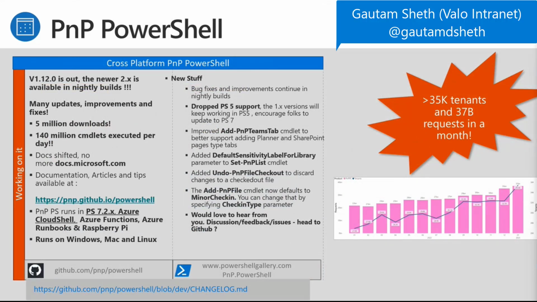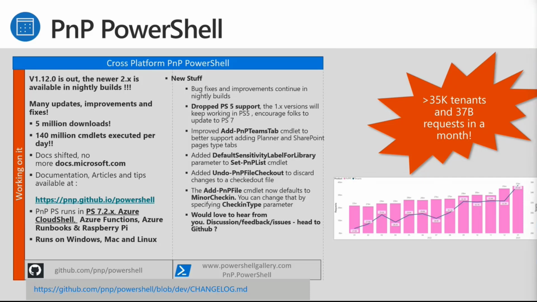Thanks, Bert. What's new in the PnP PowerShell world? Well, the 2.x nightly builds are out, so do check them out. We have dropped support for PowerShell 5, so you should ideally update to the latest PowerShell 7.3, but it will also work in 7.2 as well.